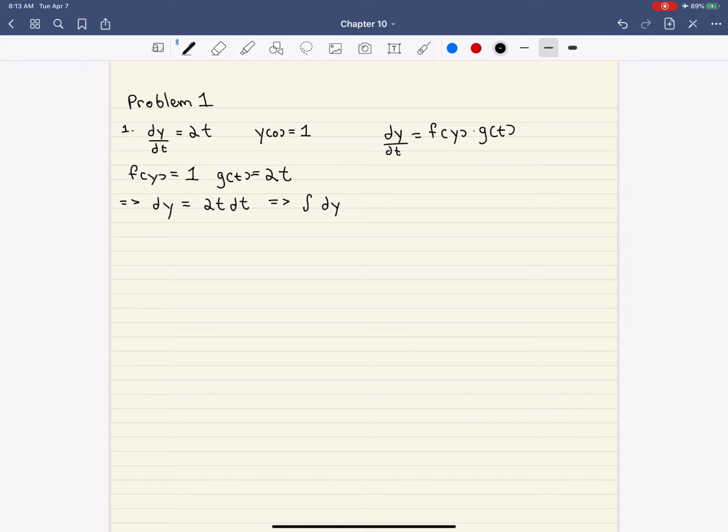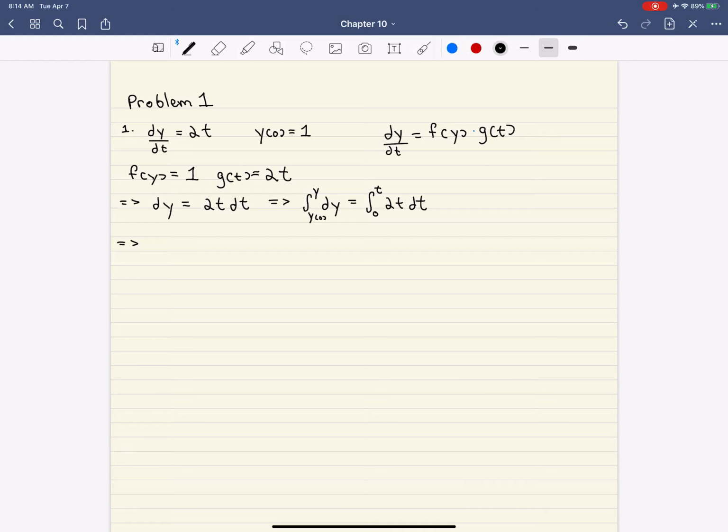So for the left-hand side, our dy, we're going to integrate it with respect to y. And in this case, I'm going to do a definite integral. Right? And so what that means is I'm going to integrate it between two actual bounds. So I'm going to integrate it from y of 0, which is our initial condition, to y, which is the variable we want. And for the right-hand side, I'm going to be integrating our 2t dt. And for the bounds, for the lower bound I'm going to use 0, and for the upper bound, I'm going to use t.